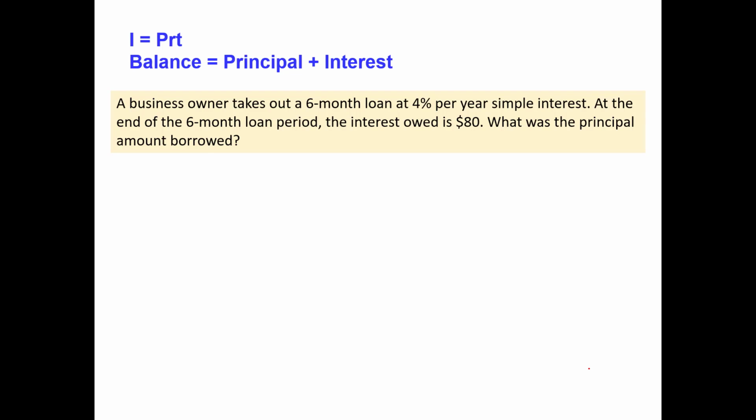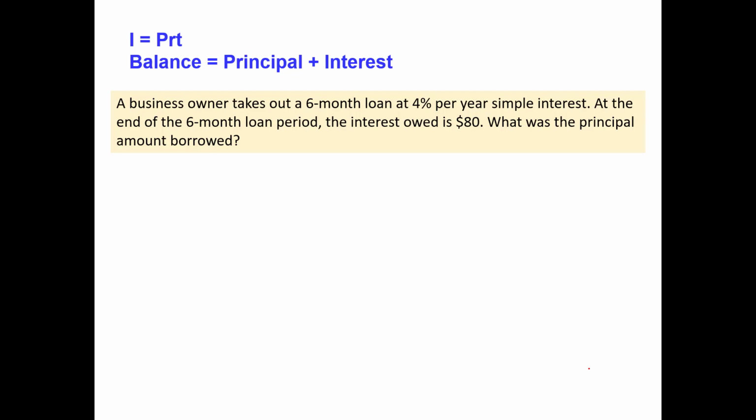Also, we will apply the same equations if needed, both. Let's see what we have to do in this case. A business owner takes out a 6-month loan at 5% per year simple interest. At the end of the 6 month loan period, the interest owed is 80. What was the principal amount borrowed?